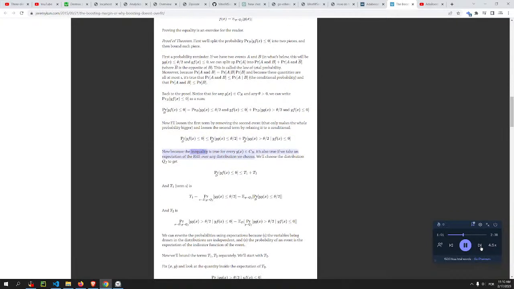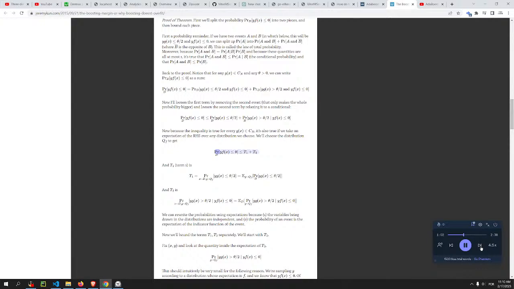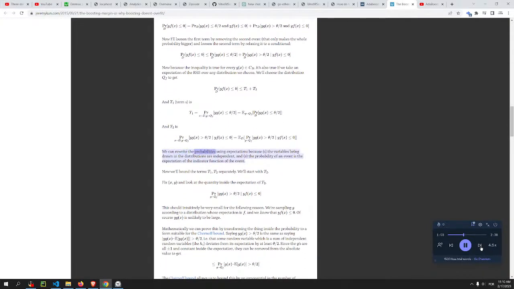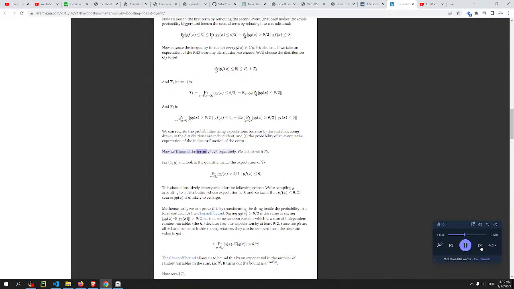Now because the inequality is true for every g in C_n, it's also true if we take an expectation of the RHS over any distribution we choose. We'll choose the distribution Q_f to get Pr_D[yf(x) less than or equal to 0], where term 1 is T1 and T2 is the second term. We can rewrite the probabilities using expectations because, one, the variables being drawn in the distributions are independent, and two, the probability of an event is the expectation of the indicator function of the event. Now we'll bound the terms T1 and T2 separately.